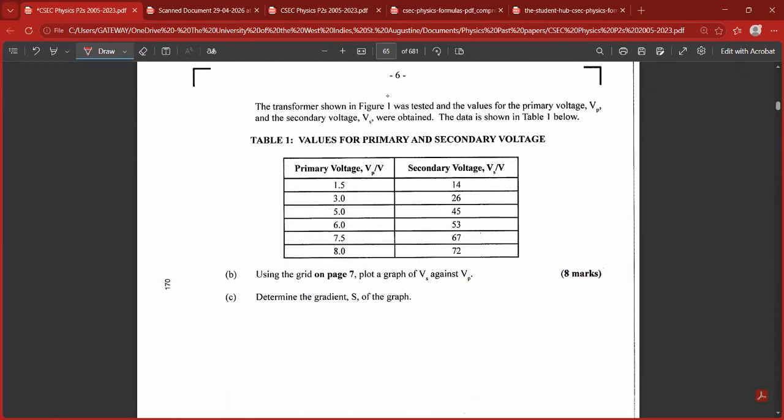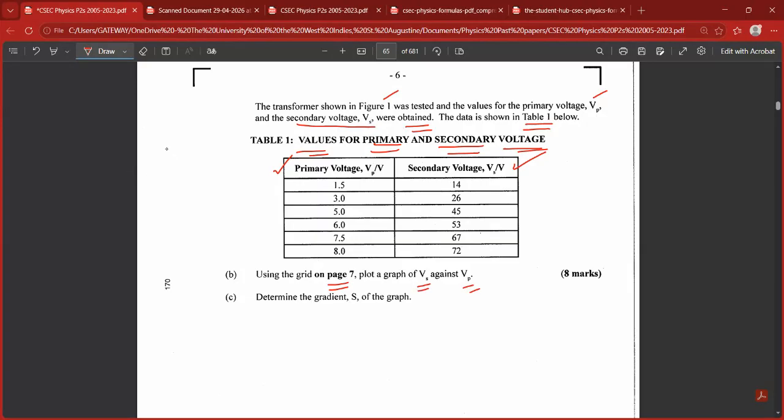They say the transformer shown in figure 1 was tested and the values for the primary voltage Vp and the secondary voltage Vs were obtained. The data is shown in table 1 below. So you have values for primary and secondary voltage, Vp and Vs. Using the grid on page 7, plot a graph of Vs against Vp.